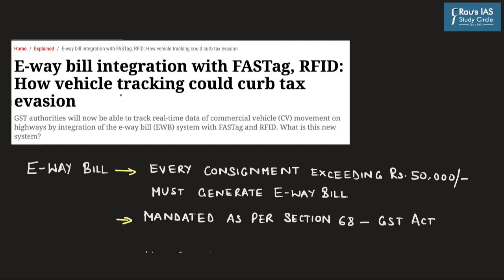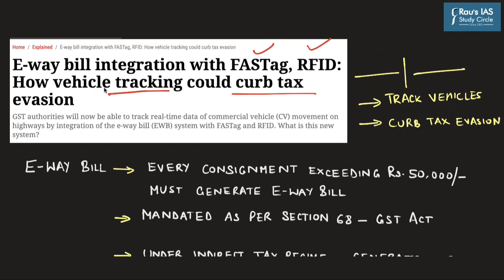It says e-way bill integration with FASTag RFID, how vehicle tracking could curb tax evasion. So this news highlights that the e-way bill which is generated with respect to the commercial consignment has now been integrated with FASTag and RFID, as the whole purpose is to track the vehicles and also curb tax evasion.